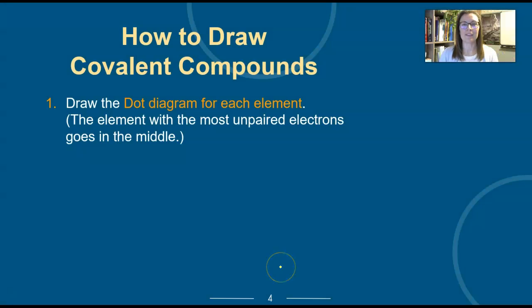All right, so next I'm going to show you how to draw a covalent compound. Right, the first step is the same as the step we learned for ionic compounds. The first step is to draw the dot diagram for each element in the compound. Okay, the only difference here is if we have more than two elements, one of those elements is probably going to be in the middle. And so we're going to want to put the element with the most single electrons in the middle.